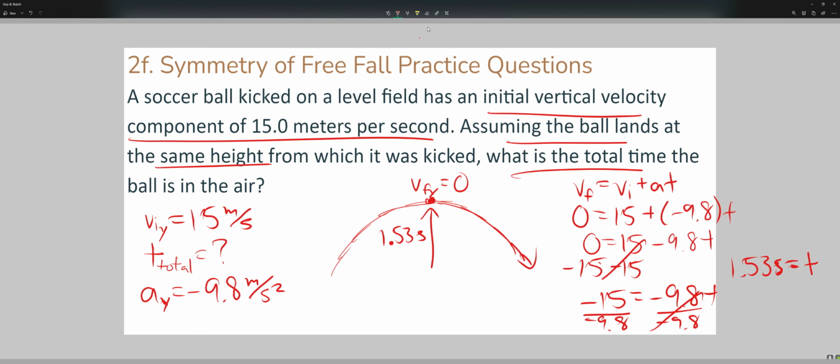But the question is asking for your total time. The total time the ball was in the air. And you have to realize that if my time up to my max height is 1.53 seconds, it's going to take another 1.53 seconds to come back down. So you actually have to multiply this number by 2. So my actual answer, right, my total time is 3.06 seconds.